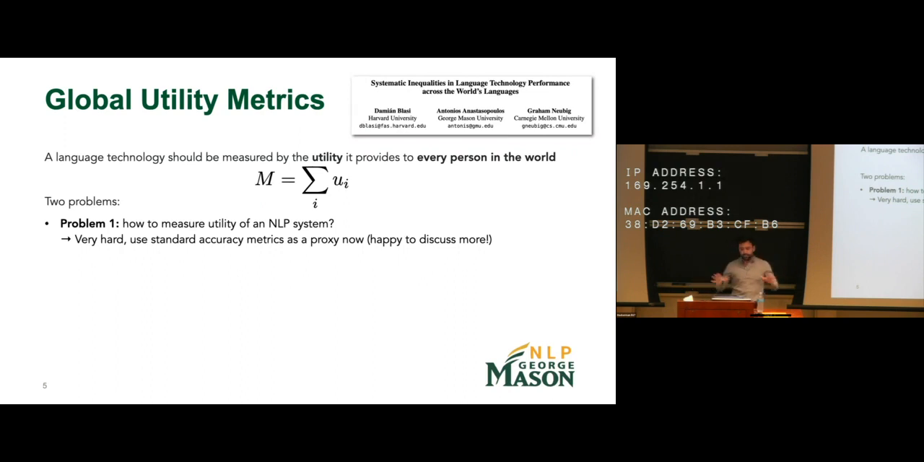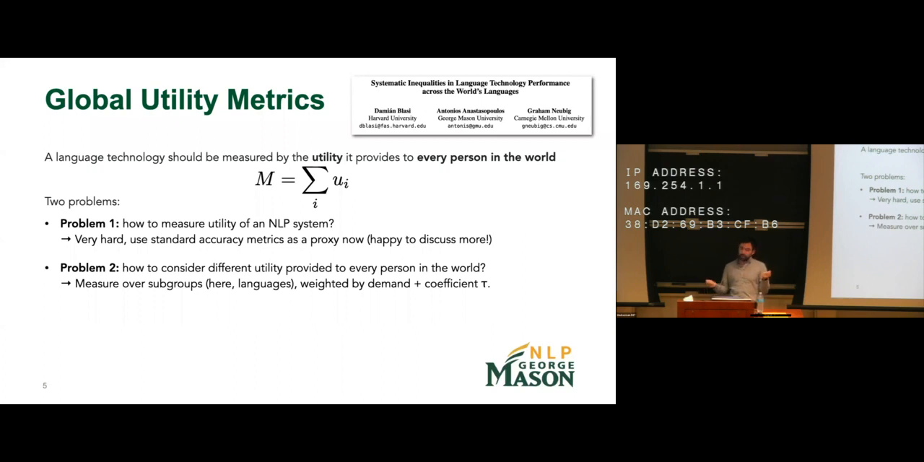So let's say, for argument's sake, that we can correlate utility with accuracy. A really, really good system will have really high utility. A mediocre system will have mediocre utility. Although things are not linear for sure. People won't like to use a mediocre system until it's actually beyond a certain threshold of accuracy or generally quality performance. The other problem is, how do we go to every person in the world? So obviously we cannot do that.